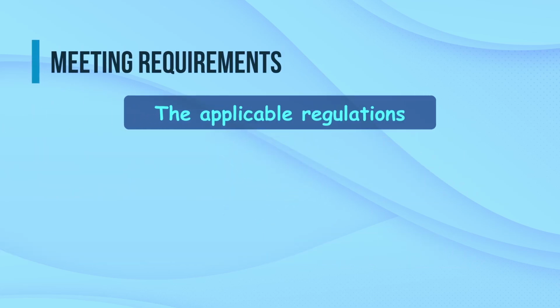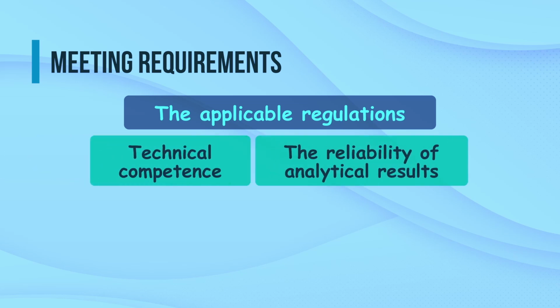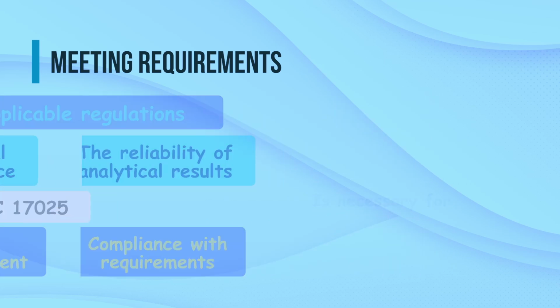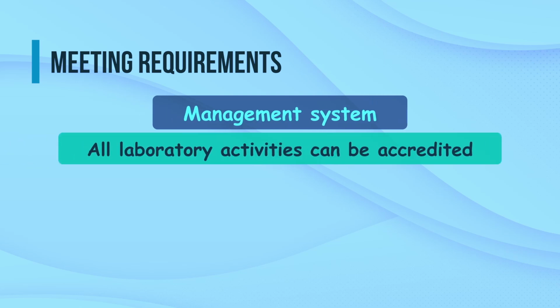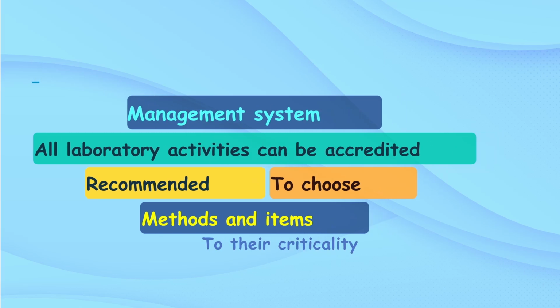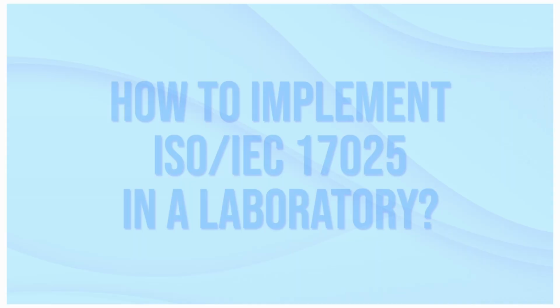5. Meeting requirements. Currently, the applicable regulations for laboratories aim to ensure technical competence and the reliability of analytical results. Therefore, implementing ISO/IEC 17025 is necessary for both management and compliance with requirements. Within the management system, all laboratory activities can be accredited. However, it is initially recommended to choose methods and items according to their criticality, and once the system is solidified, to expand the scope. How to implement ISO/IEC 17025 in a laboratory?